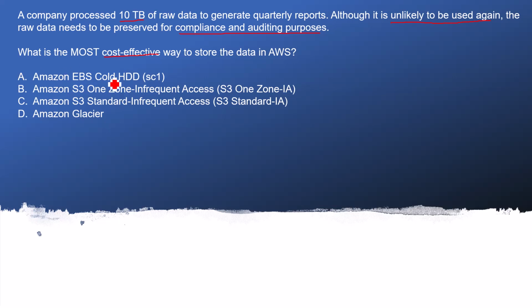One option says Amazon EBS Cold HDD. EBS is not good for storing objects for a longer duration. It should be used with EC2 instances, and it is also expensive, unlike Amazon S3. So this is the wrong answer. I know this is a very simple question, and we all know the answer is Amazon Glacier, because this is the most cost effective way to store the data in Amazon S3.